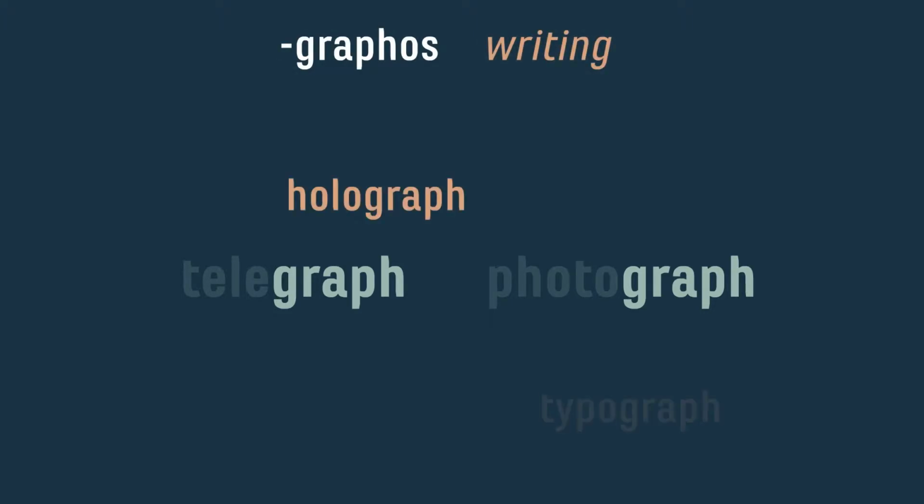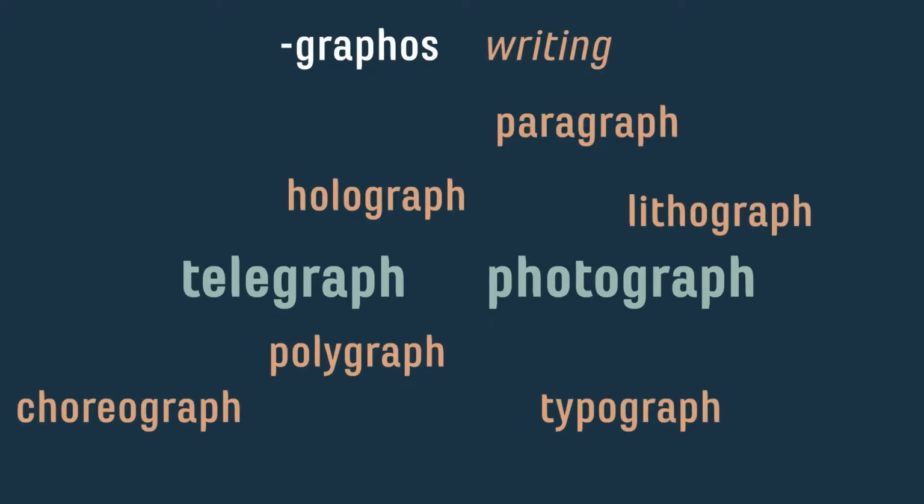Telegraphy and photography. Let's first look at the naming of both inventions. Both contain graph, which, as a suffix, comes from the Greek word graphos, meaning written or writing. So telegraph and photograph are both named as something that writes, prefixed with the instrument used.